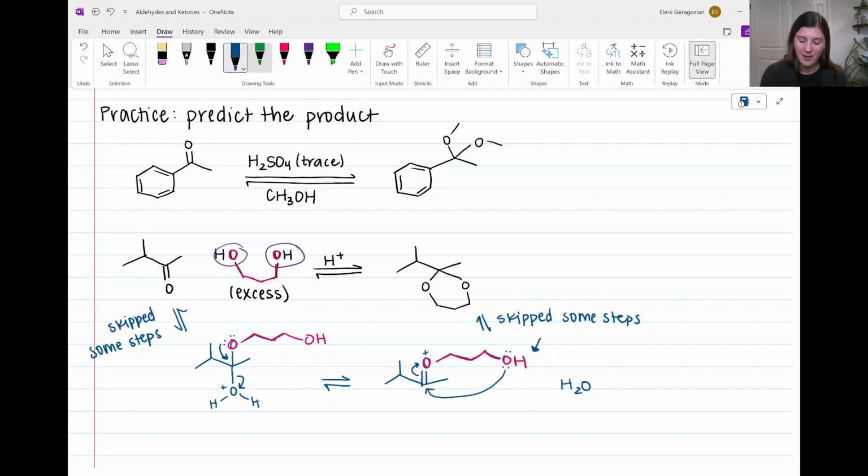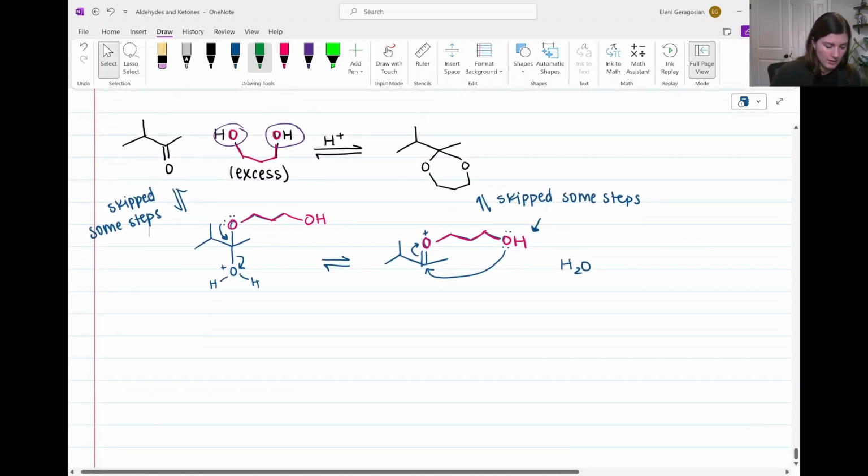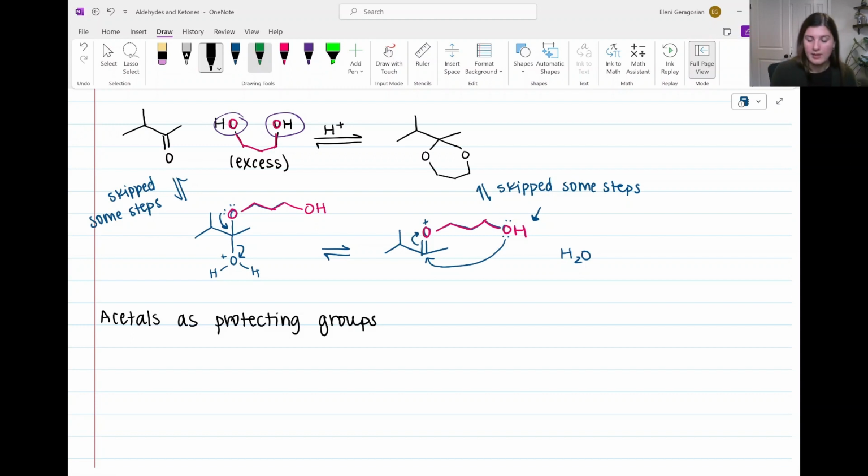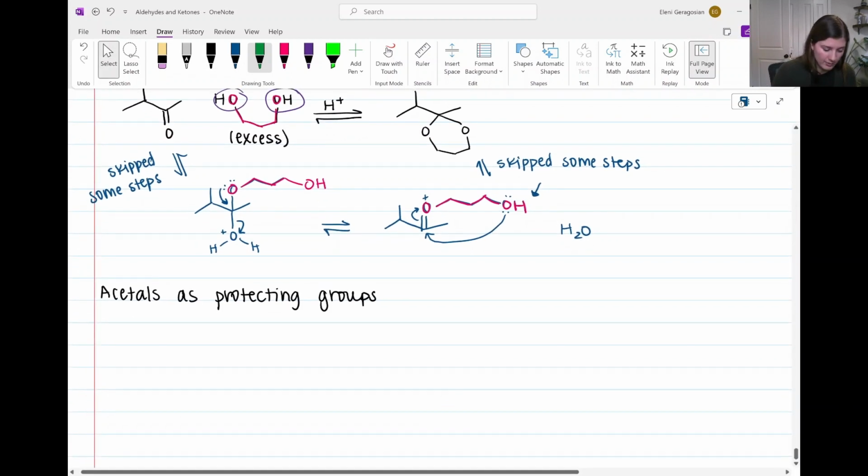And this is how acetals and ketals are often used in industry. We call them protecting groups. We'll just label this part acetals as protecting groups. And let's say we want to carry out this reaction here.